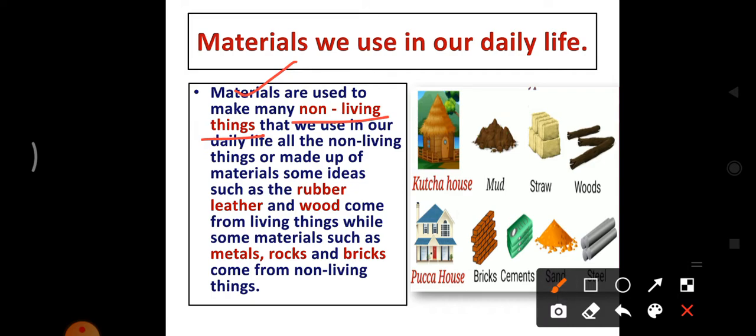Here see, the kacha house is a non-living thing. It is made up of mud, straw and wood. Here the straw and wood we are getting from the plant. So this is a living thing. To make this non-living thing, we are getting the materials from living things, and mud is a non-living thing.